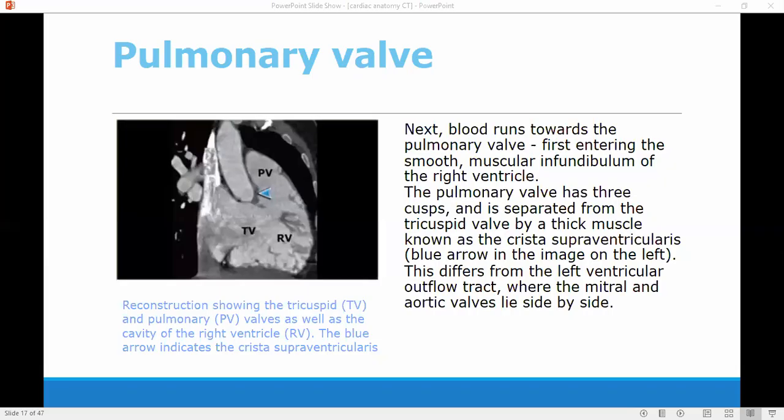The sound cut off. Cusps, and is separated from the tricuspid valve by a thick muscle known as Crista supraventricularis, or sometimes we call it conus.